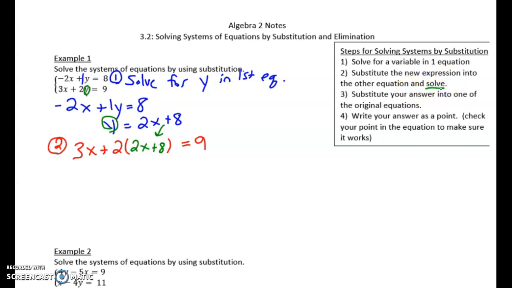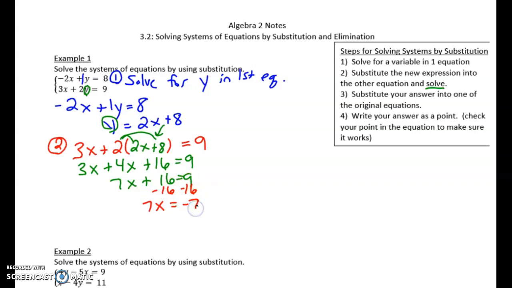Just solve for x. You can distribute the 2 through, so you get 3x plus 4x plus 16 equals 9. Add like terms. We can subtract the 16, so we get 7x equals negative 7. One last step, divide both sides by 7. So x is negative 1. In your answer, it's still going to be an ordered pair. So our x is negative 1. Now we just need to figure out what y was.